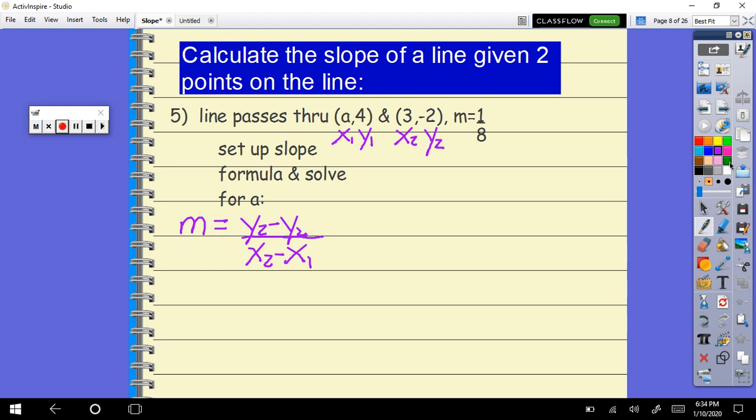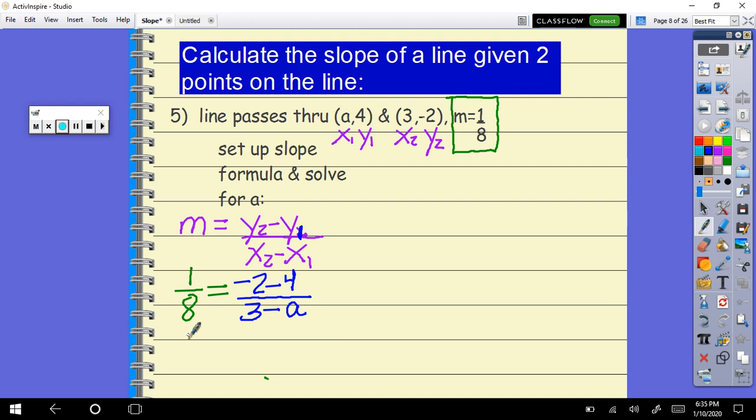Now, what I'm going to do is remind you that you've got a slope value here. So if m equals 1/8, in place of m on the left-hand side, put in the 1/8. Now on the right-hand side, you're just going to put in your y2 of negative 2 and your y1, I just realized I said y2 minus y2, excuse me, your y1 of 4, your x2 of 3, and your x1, is a.